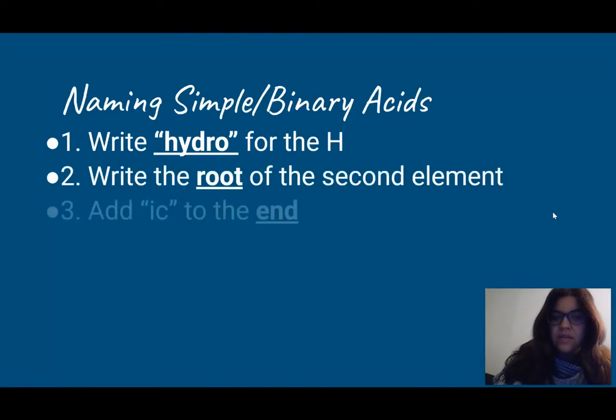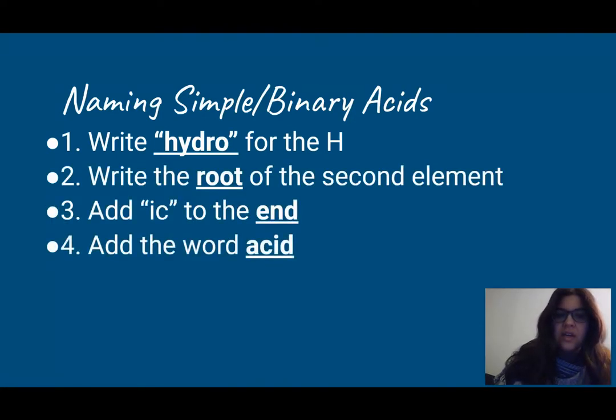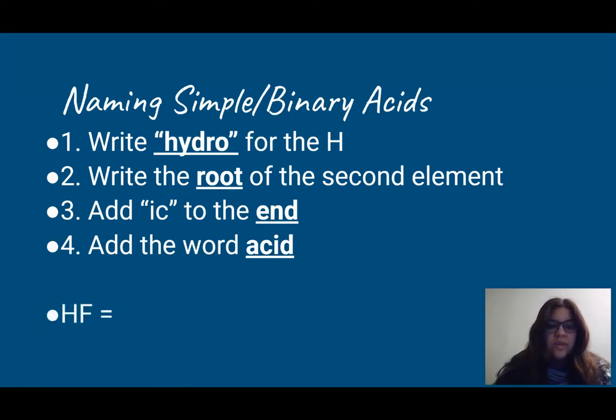So the first thing we're going to do is learn how to name simple or binary acids. Essentially, all that means is that you have hydrogen with one other element. So it's not a bunch of other elements involved, it's just two elements. So the first step, you're going to write hydro for your H. So if we were trying to do this for HF, our first step is writing down hydro.